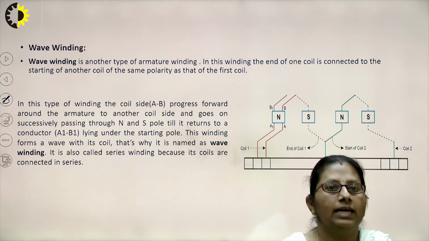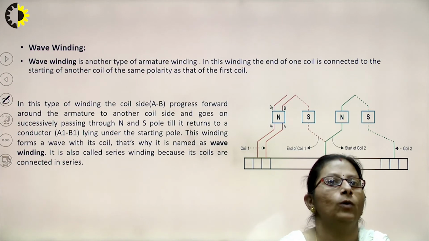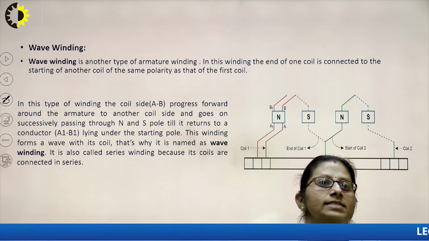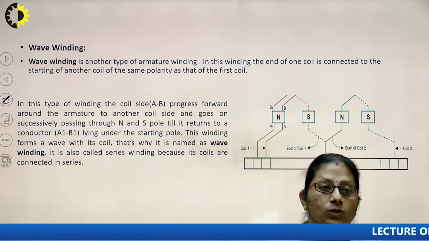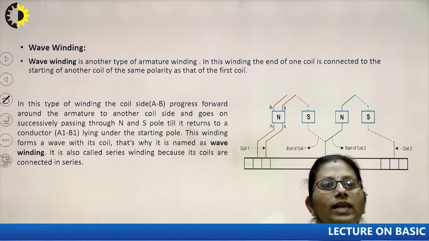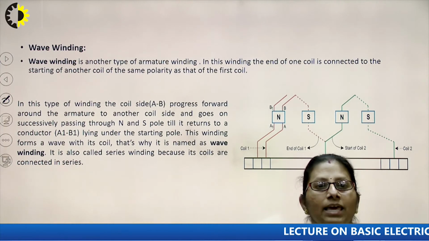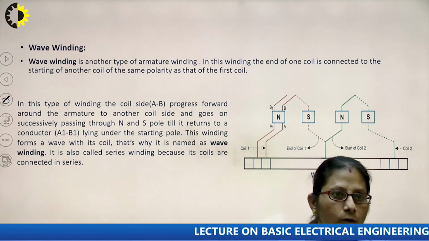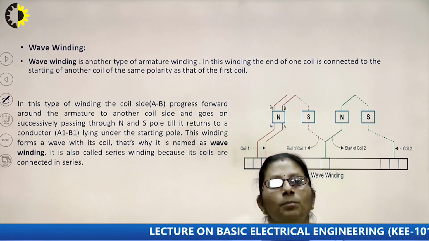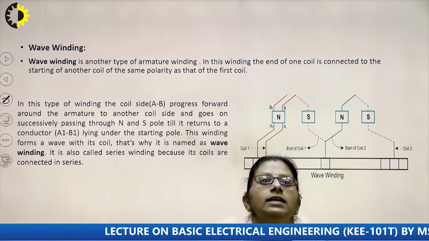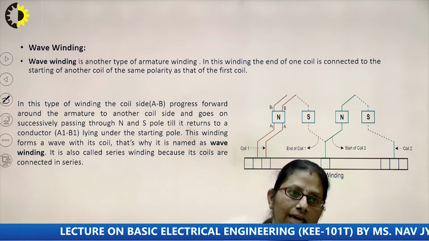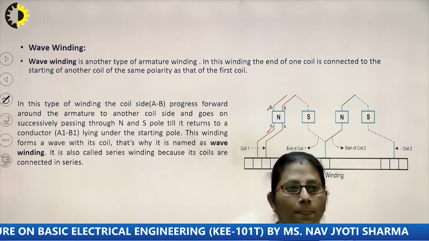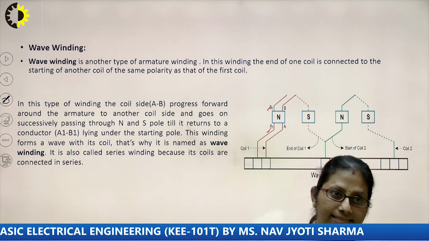In this winding, the end of one coil is connected to the starting of the other coil of the same polarity as that of the first coil. So in this type of winding, the coil side, say AB, progresses forward around the armature to another coil side and goes on successively passing through the north and south till it returns to the conductor A1, B1, lying under the same starting pole.